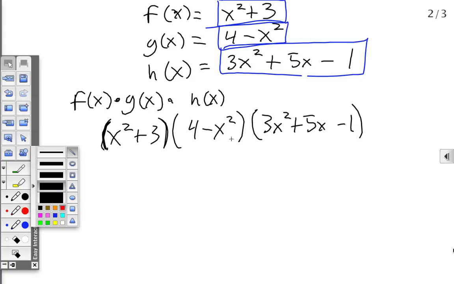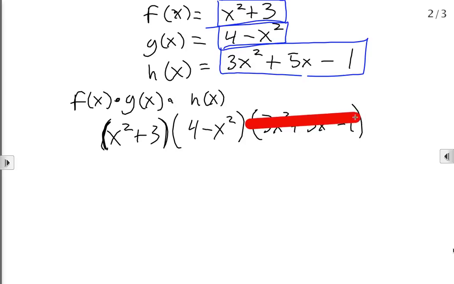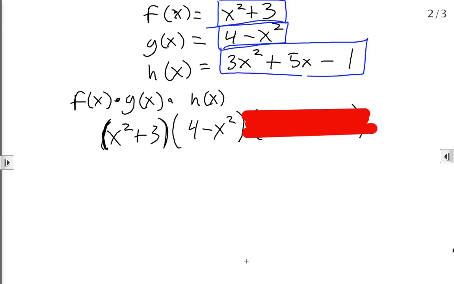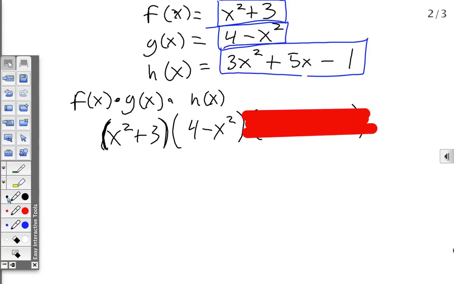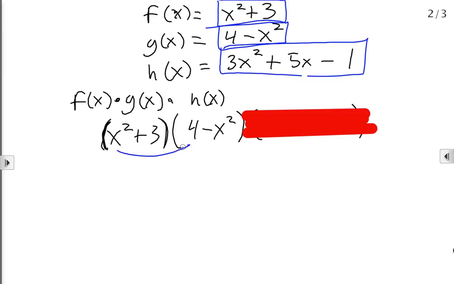Do a little trick. We're going to take this whole expression and cover it up. We'll save it for later. Let's look at what's left. This is just a distributive property problem where everybody needs to be kind of introduced or multiplied. X squared needs to be multiplied by 4 and negative x squared, and 3 needs to be multiplied by 4 and negative x squared. So let's do that.